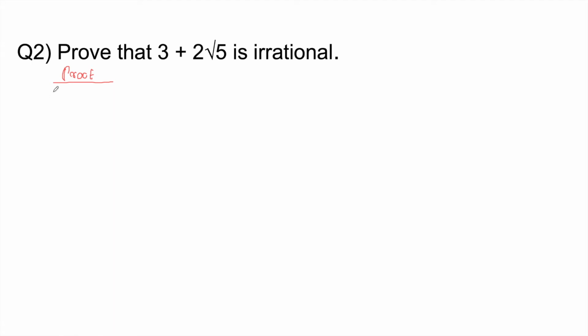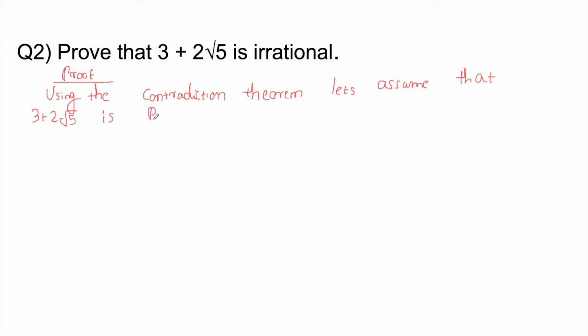Again we are using the contradiction theorem here. Using the contradiction theorem, let's assume that 3 plus 2 root 5 is rational. Okay, we are just assuming the opposite. 3 plus 2 root 5 is rational.